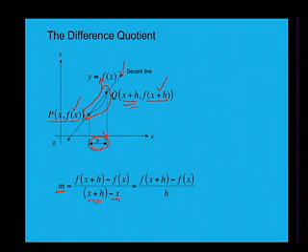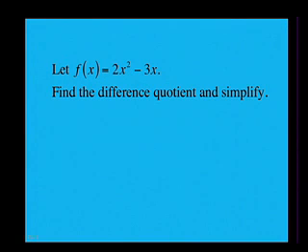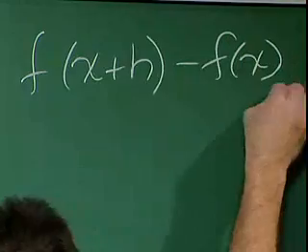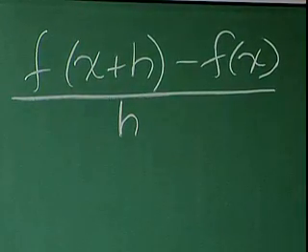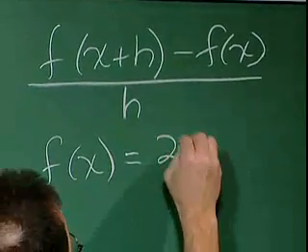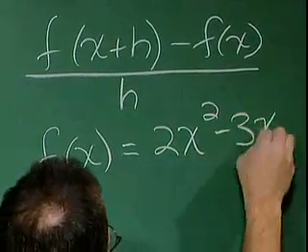And if we simplify the denominator, we will see that the x's cancel each other out, and we have in the denominator h, the numerator remains the same. Let's do an example. Let f of x equal 2x squared minus 3x. Find the difference quotient and simplify. So the difference quotient is f of x plus h minus f of x all over h. And the function that we are going to apply is f of x is equal to 2x squared minus 3x.